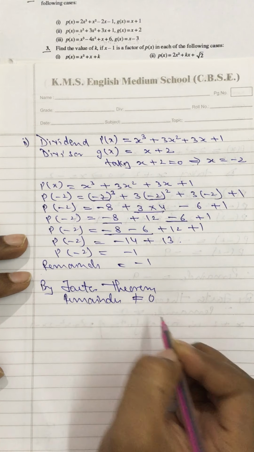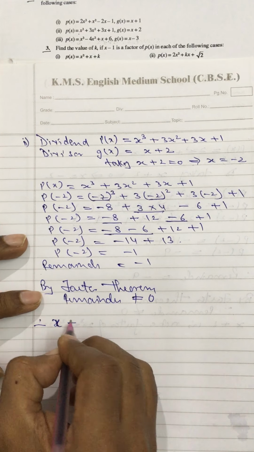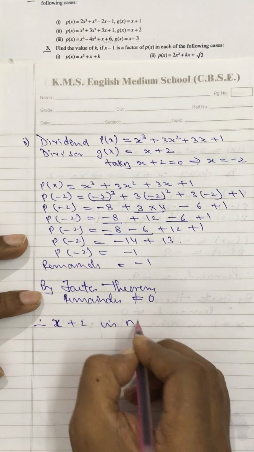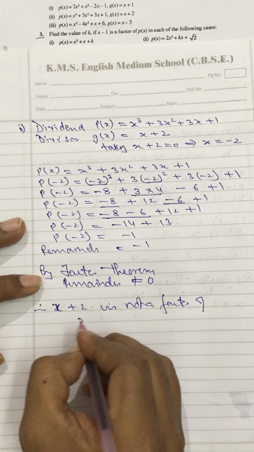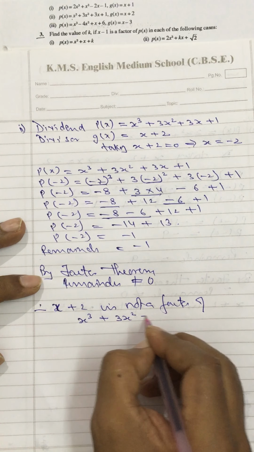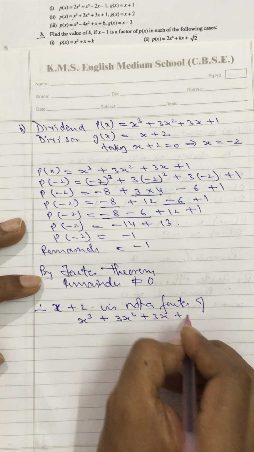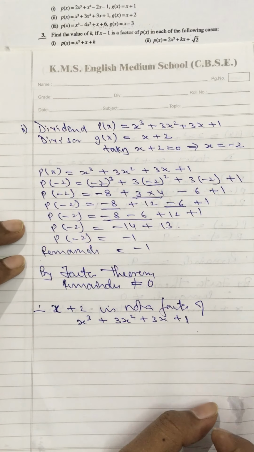Remainder is not equal to 0. Therefore, x plus 2 is not a factor of x cube plus 3x square plus 3x plus 1. Okay, my dear students, that is also we have finished question number 2.